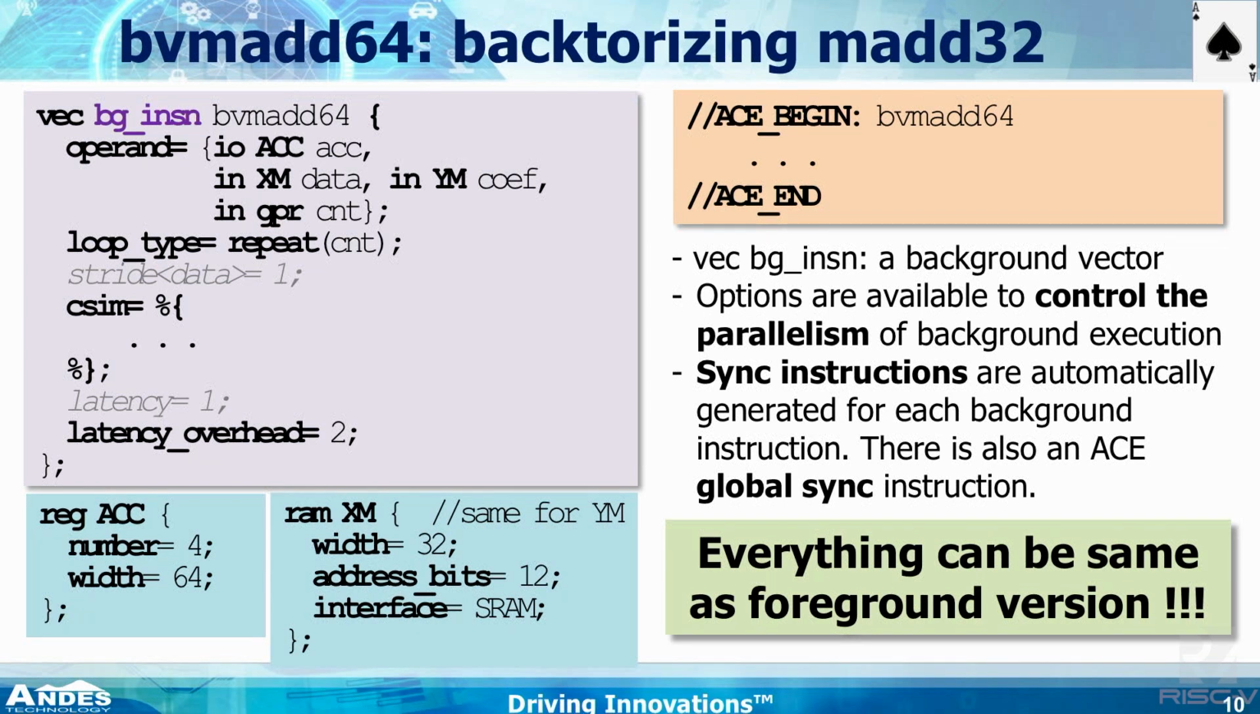But we do have some option for you to control the parallelism, because you may want to limit some conditions so that you can use less resources and so on. And synchronization instruction is automatically generated so that you can check to say each background instruction, is it finished or not, or even better, you have a bunch of background instructions executed, and then you have one global instruction to check whether all of them are finished. So this would be automatically generated by the tool.